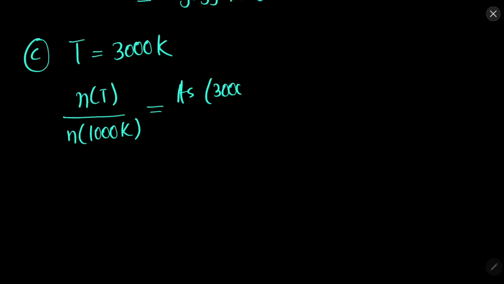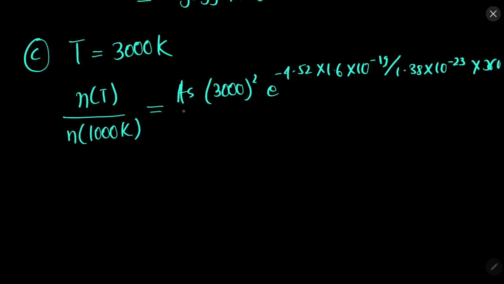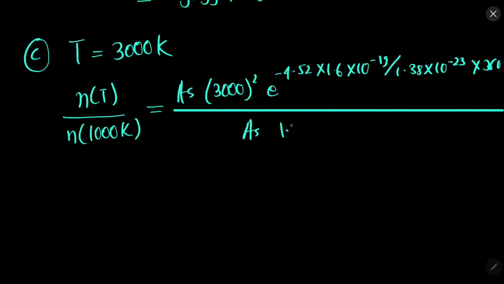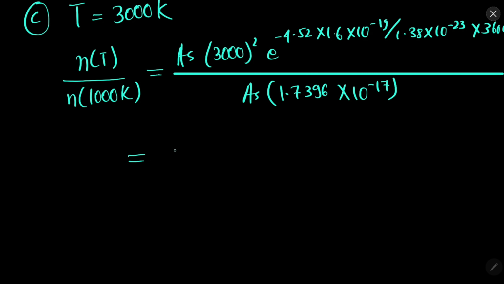3000 square into e to the power minus 4.52 into 1.6 into 10 to the power minus 19 over 1.38 into 10 to the power minus 23 into 3000, over A S into 1.7396 into 10 to the power minus 17. So after simplification we will get 1.340 into 10 to the power 16.